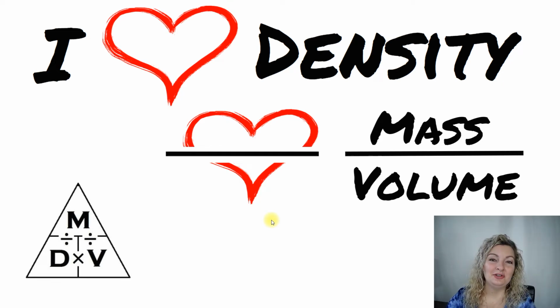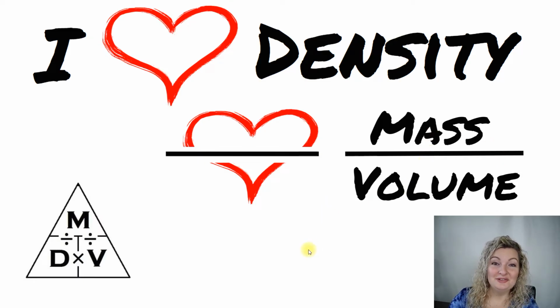So today I'm going to show you a little bit about how to solve density equations. I remember the formula by saying "I love density." I go ahead and shoot an arrow right through that heart for my love. And you can see that the arrow kind of makes an M on top and a V on the bottom. The M stands for mass and the V stands for volume, and the arrow is just going to be a division sign. So density really equals mass divided by volume.